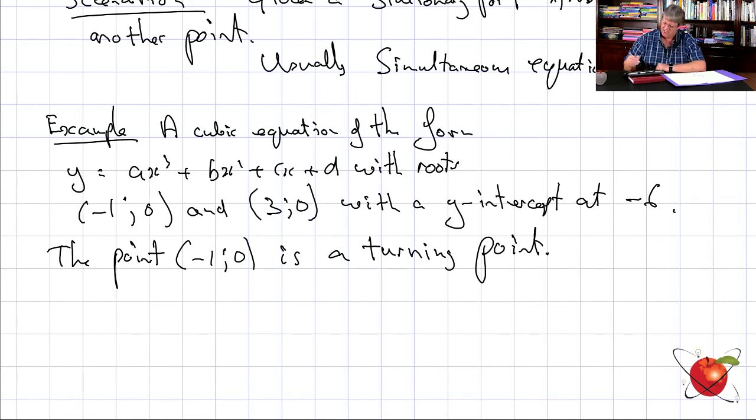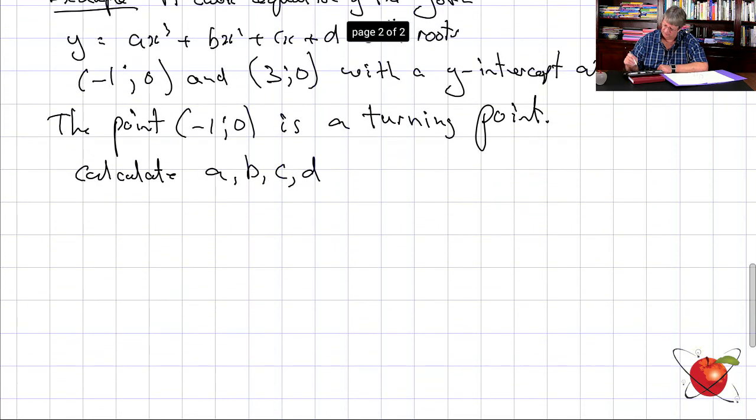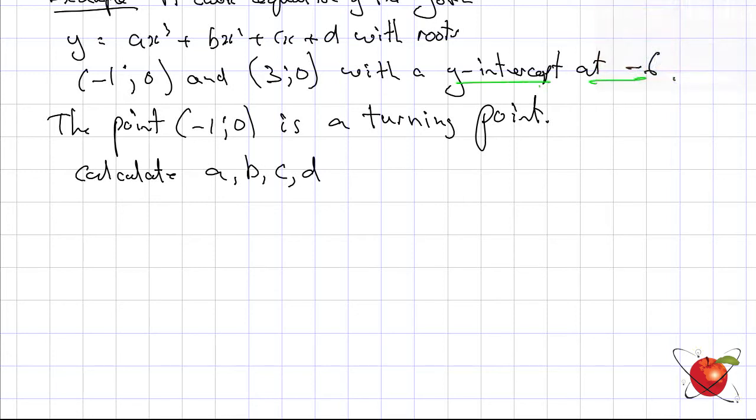So they've told us, now they say, right, calculate A, B, C, and D. Well, straight off, let's have a look at the information they've given. They have told us the y-intercept at that. Therefore, I can immediately say my formula is y is equal to ax cubed plus bx squared plus cx, and they told me that is minus 6. That is my first one.